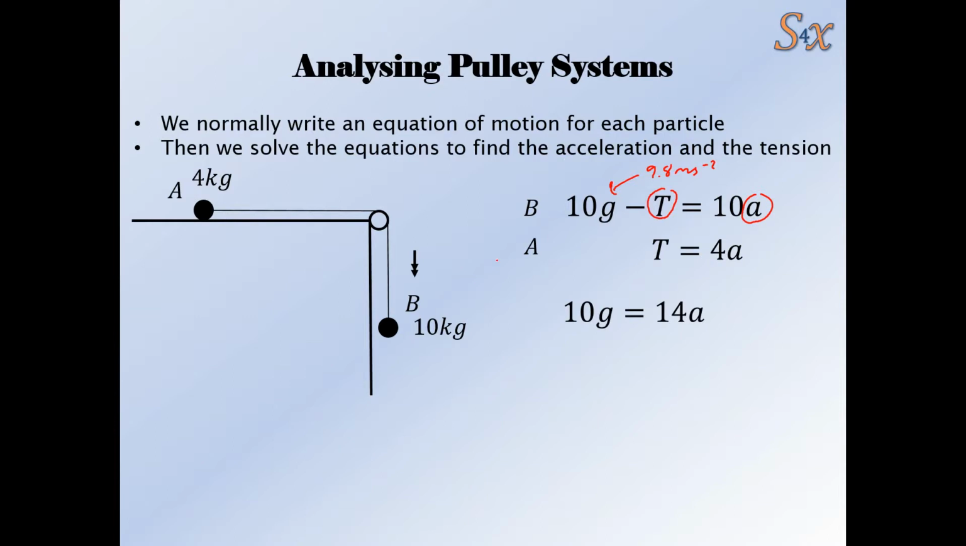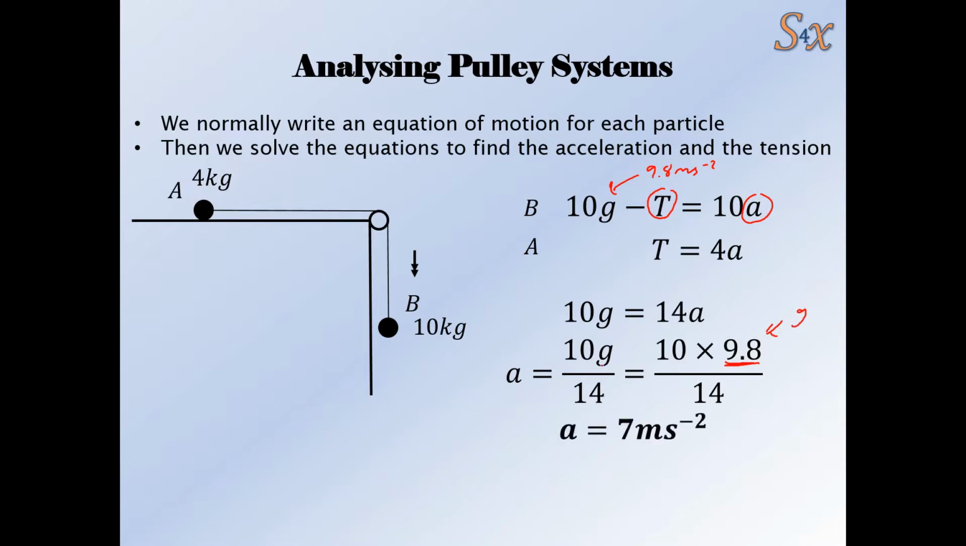I've added the two equations together, which eliminates T. And then all I do is rearrange to find the acceleration by dividing by 14. I've substituted in g here. And that gives me an answer of the acceleration is 7 meters per second squared.